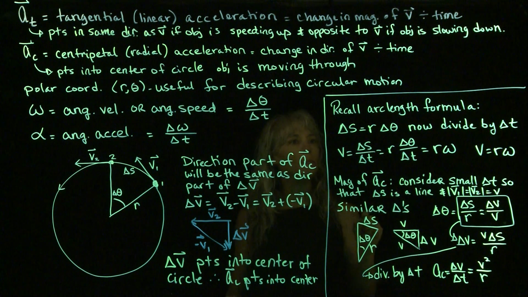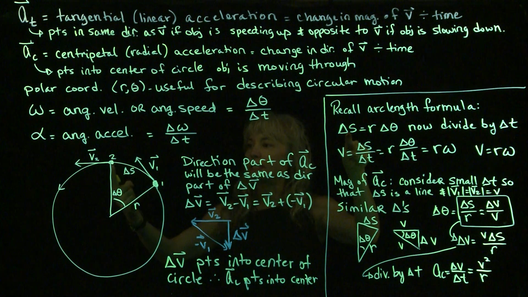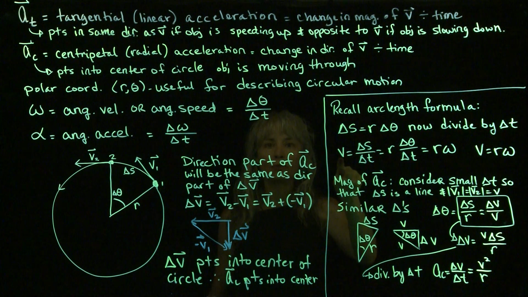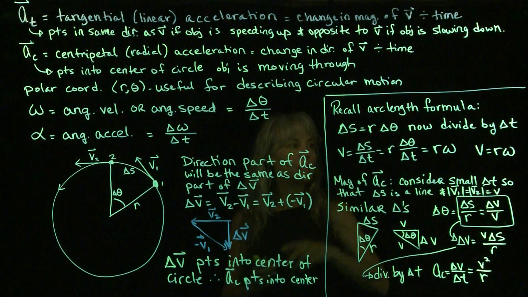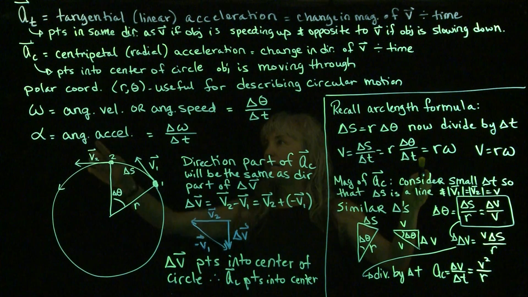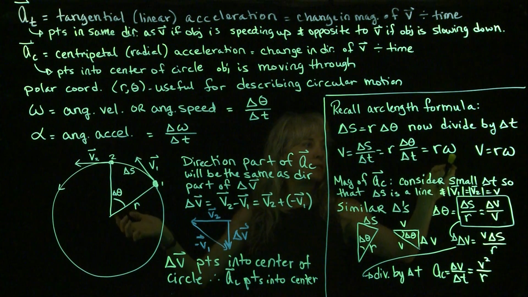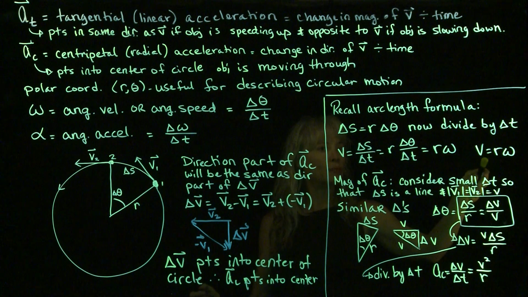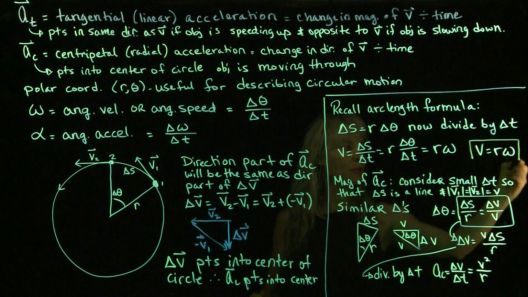Now we're going to divide both sides by delta T. So when I divide delta S by delta T, I'm going to have distance over time, and that of course gives me speed. So the speed is going to be equal to delta S over delta T. Dividing this side of the equation by delta T, I'll have R delta theta over delta T. And so delta theta over delta T is our symbol omega. So I can substitute delta theta over delta T as omega. And so now I can write V is equal to R omega. Here it is right here. So this is an important relationship for us.